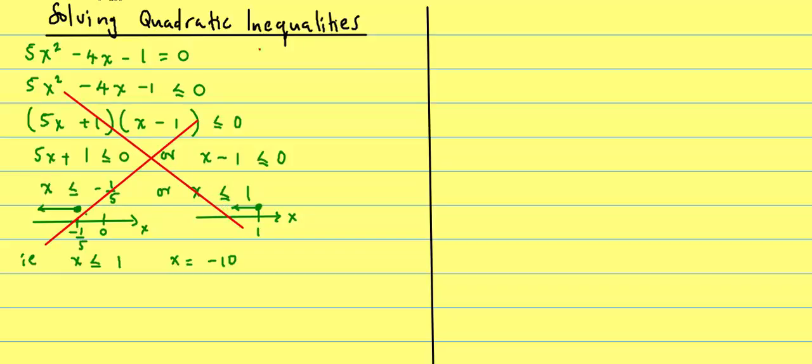So how do we actually solve this expression? Let me start on this side of the screen. So we've got 5x squared minus 4x minus 1 is less than or equal to 0. We are definitely going to need to factorize the left hand side, so that is still 5x plus 1 multiplied by x minus 1, and that's less than or equal to 0.